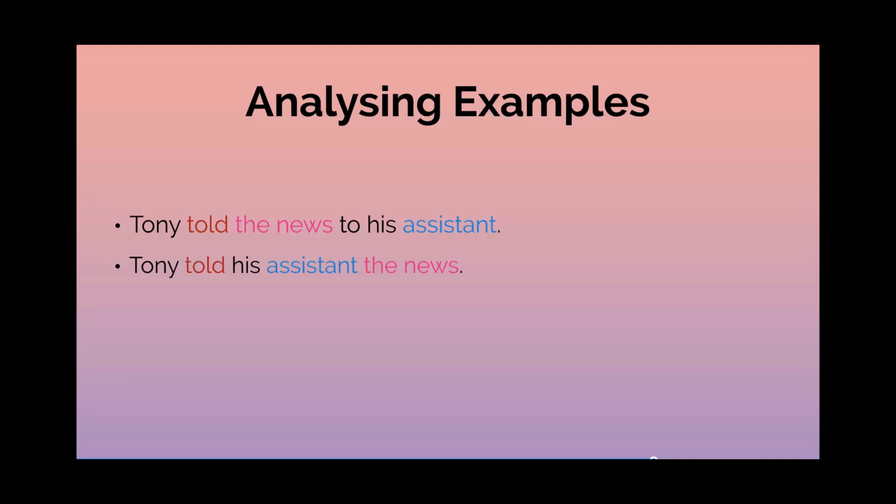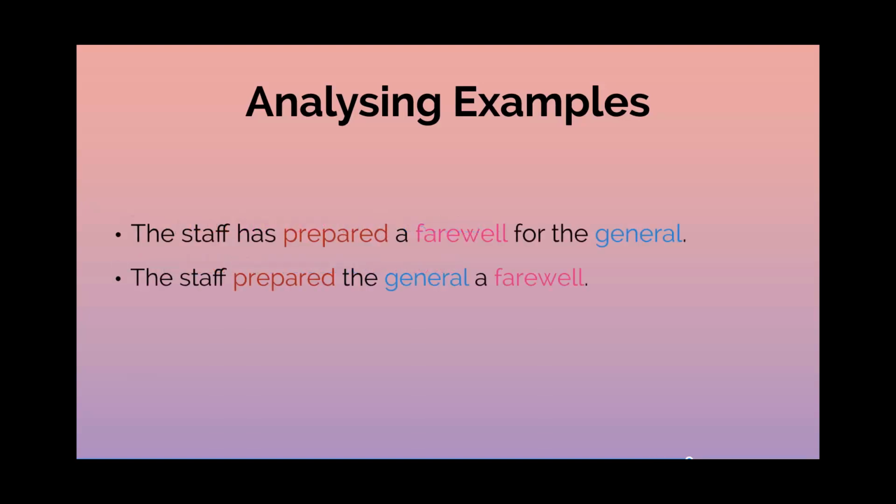Here, Tony, the subject, performed the action of telling the news, which is the direct object, to his assistant, which is the indirect object. The staff has prepared a farewell for the general, or the staff prepared the general a farewell. Here, the staff is the subject or the doer of the action prepared the farewell, which is the direct object, which is prepared for the indirect object, the general.